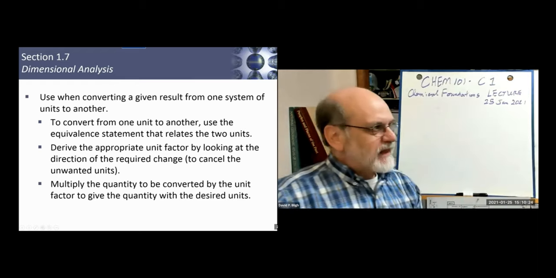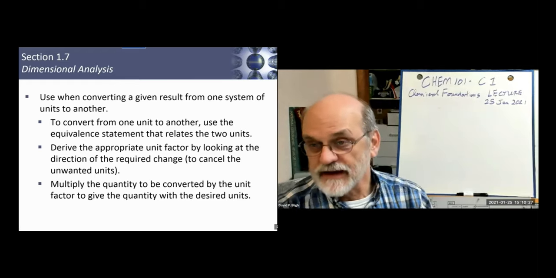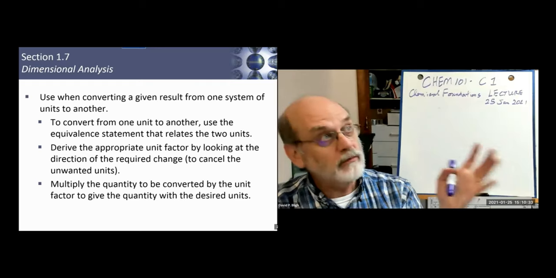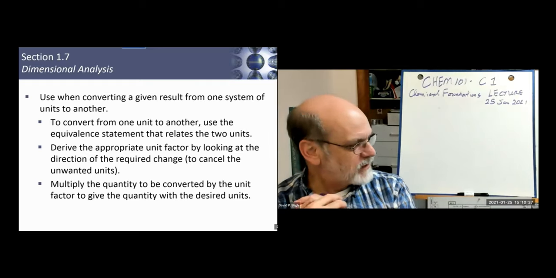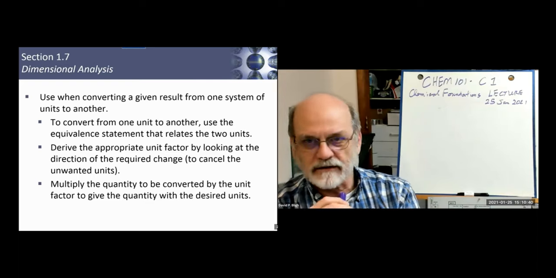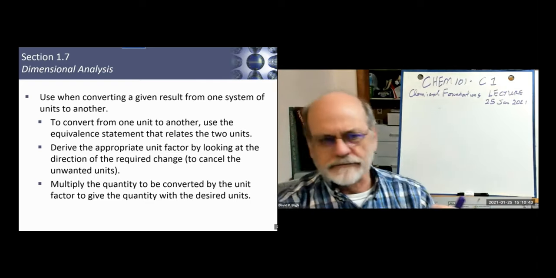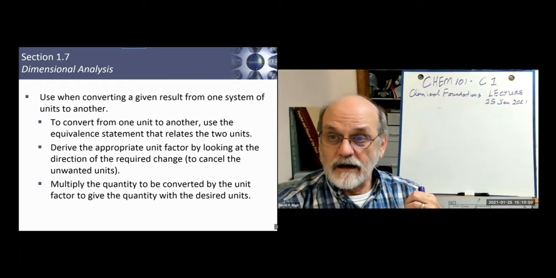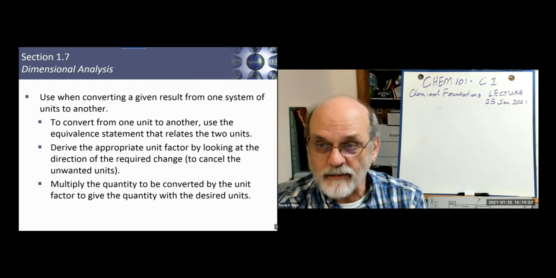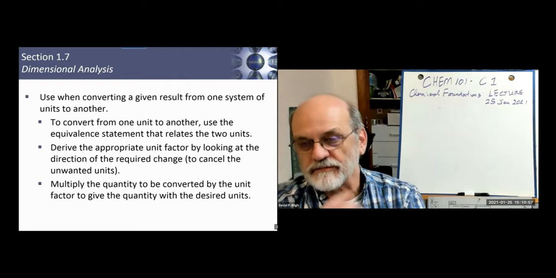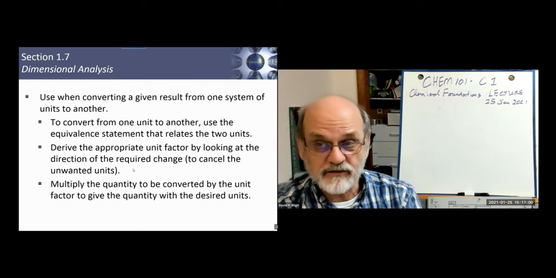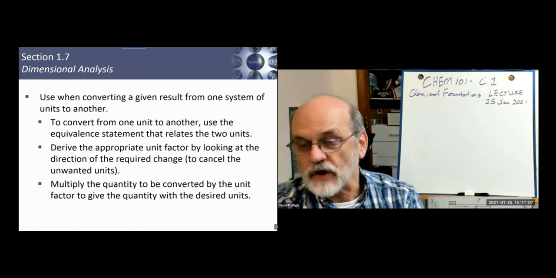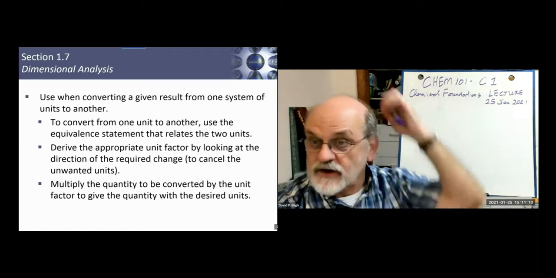Okay, this concept, dimensional analysis. The dimension is the units of measure. What are the dimensions of this room? Well, this room is maybe 10 feet by 15 feet or 18 feet, something like that. When we talk about dimensional analysis, we're basically saying the solution to the problem lies in the dimensions, in the units of measure. So many problems in chemistry can be solved purely based upon unit conversion. We want to go from one unit to the next to solve the problem.